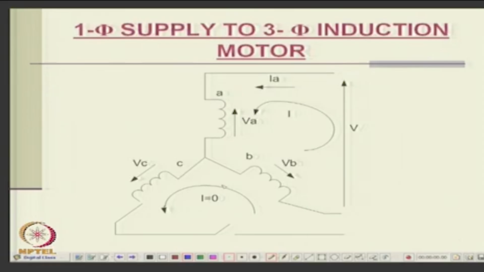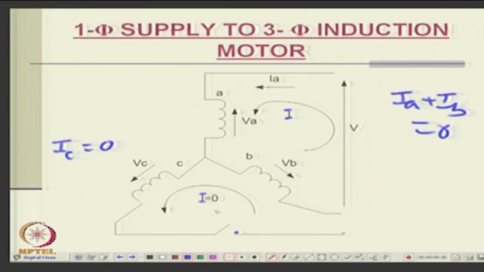So, we have done like that. This will be V, there will be a current I. So, this current here is 0. This loop current is 0, is it not, because this is open here. So, what we have done is we have taken a 3-phase machine and disconnected one phase. Therefore, this IC is 0 and IA plus IB is 0, is it not? Because this is IA, this is IB, this is IC. IC is 0, IA plus IB is 0, and V equals VA minus VB.